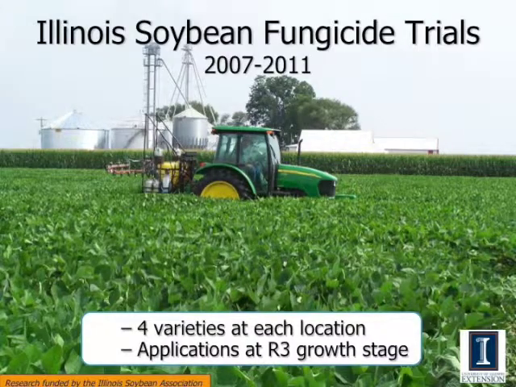Okay, what about soybean? We've also done a number of trials on soybean. From 2007 to 2011, the Illinois Soybean Association was funding my program for this project where we evaluated foliar fungicides across multiple locations. At each of these locations, we had 4 different varieties. Okay, and all these applications were made at the R3 growth stage. And in this case, we did use the tractor-mounted sprayer, as you see there.